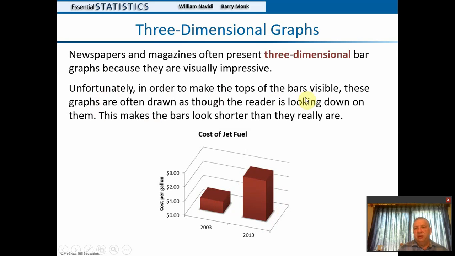Unfortunately, in order to make the tops of the bars visible, these graphs are often drawn as though the reader is looking down on them. This makes the bars look shorter than they really are. They get distorted, so it doesn't give a good representation of the difference between this and 2013.